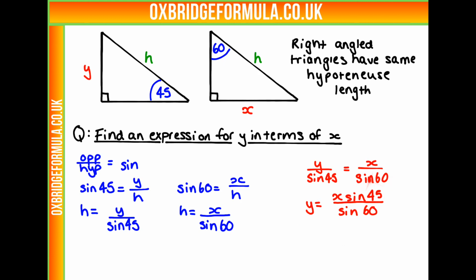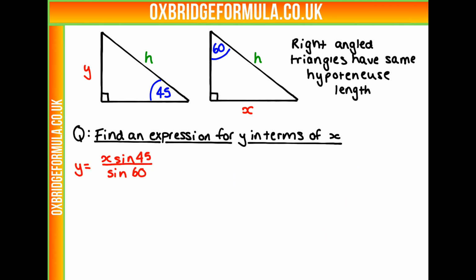Now this is the correct answer, but we can simplify this more using our trigonometry rules. So here's our expression again, I've just written it out, and we want to try and find what are the numerical values of sine 45 and sine 60. Now if you don't remember these, we can use the trigonometry triangles to work out what these values are.